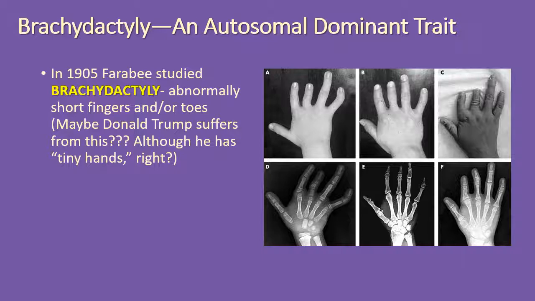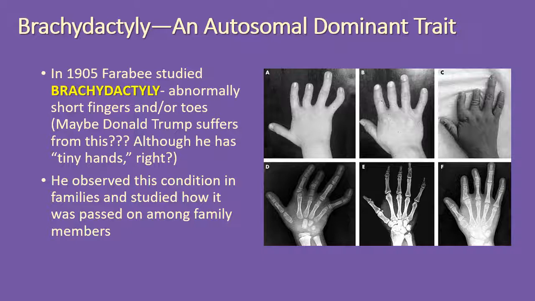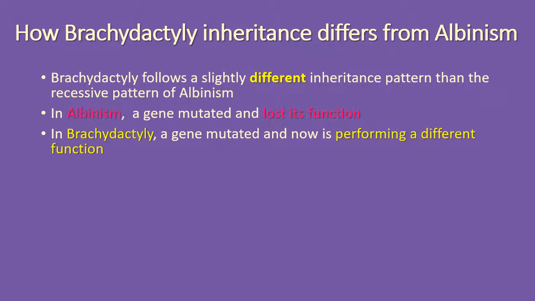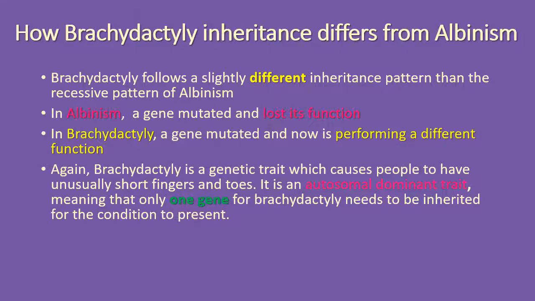But anyway, brachydactyly is a very common dominant trait. This guy Farabee looked at this condition in families and tried to figure out how it was passed. This is going to be different from albinism because this is a dominant trait versus a recessive trait. In albinism, we saw that usually with recessive traits there's some kind of loss of function. In brachydactyly, usually the gene gets mutated and performs a different function. Whatever the gene is, it's supposed to make fingers the proper length. It's doing something different now, and so not all the fingers are the same size.